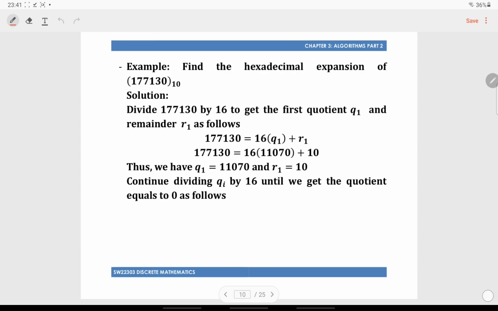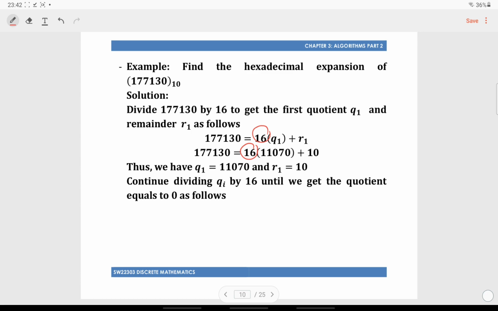Okay, now find the hexadecimal expansion of the given decimal value. We do the same process as the previous example, but we change the divisor. In the previous example, we had 8 as the divisor, but for the hexadecimal expansion, our divisor is equal to 16. So we divide the given decimal number 177130 by 16 to get the first quotient and the first remainder.